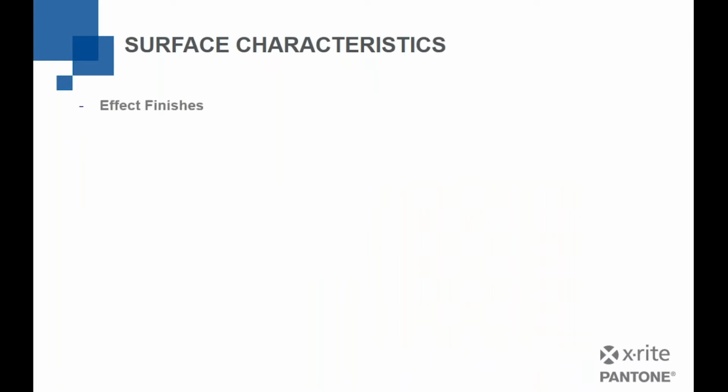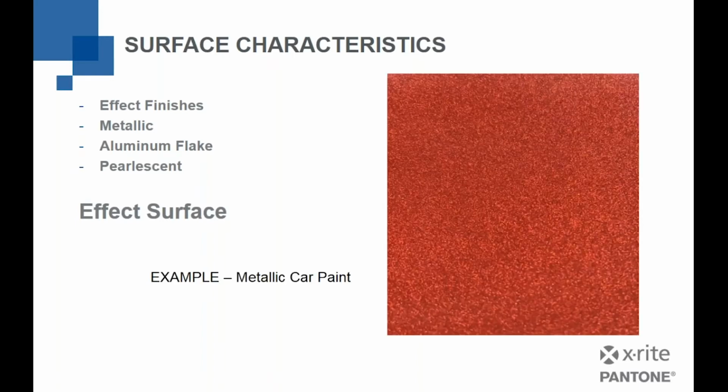So the third one is a bit different. We call them sometimes effect finishes. Some people call them a metallic color. They contain an aluminum flake or a pearlescent. Generically, we call them an effect surface. And an example of that is a metallic car paint. So this is a lovely red metallic paint. It's got some aluminum flake in it. I believe it also even has some pearlescent in it. In this picture, you can see the variation of the color across it.